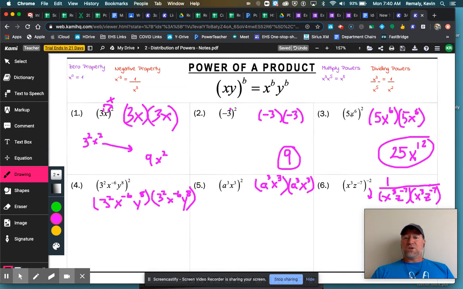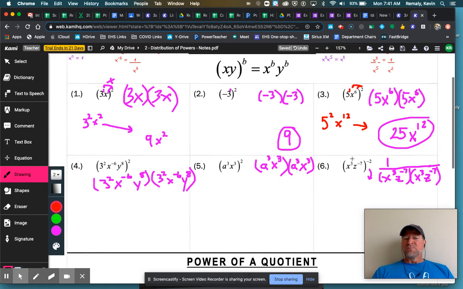What does the shortcut look like? Well, we see that we have an exponent here of 6, but for the 5, we really have an exponent of 1. We can't forget about that. So I need to distribute this 2 to each of those bases, each of those powers, I should say. So this becomes 1 times 2, which is 5 to the 2nd. And for the x, we have 6 times 2 gives us x to the 12th. And again, that simplifies to 25 x to the 12th.